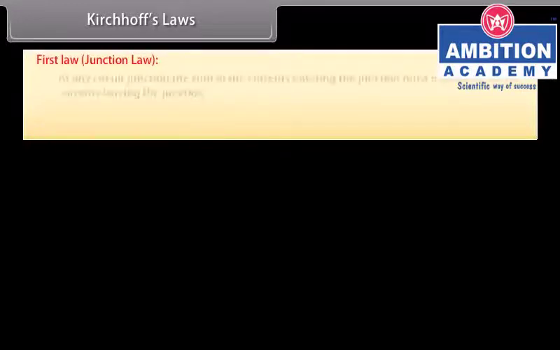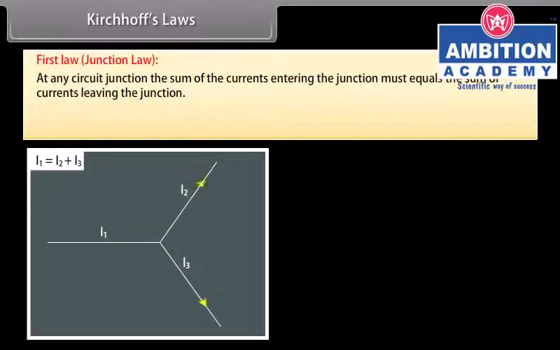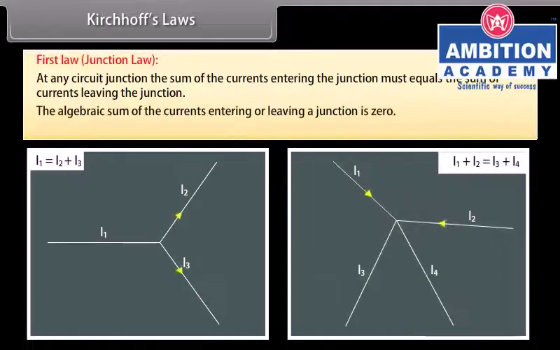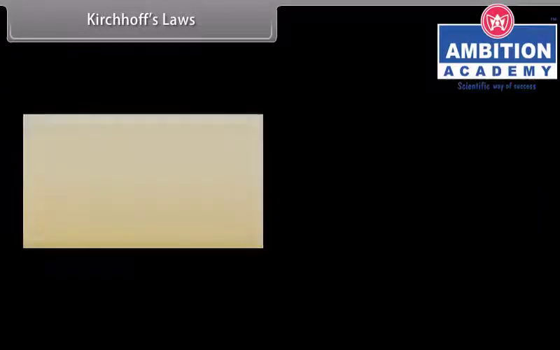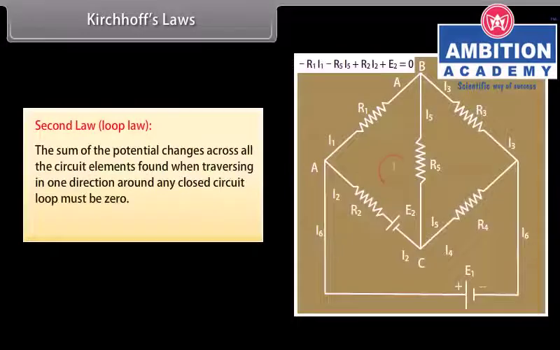Kirchhoff's laws. The first law states that at any circuit junction, the sum of the currents entering the junction must equal the sum of currents leaving the junction. The algebraic sum of the currents entering or leaving a junction is zero. Summation of I is equal to zero. The second law states that the sum of the potential changes across all the circuit elements found when traversing in one direction around any closed circuit loop must be zero. Summation of delta V is equal to zero.